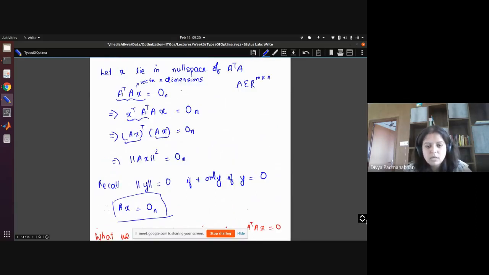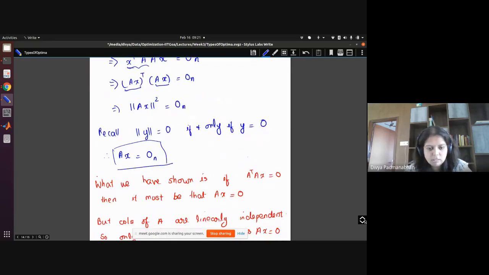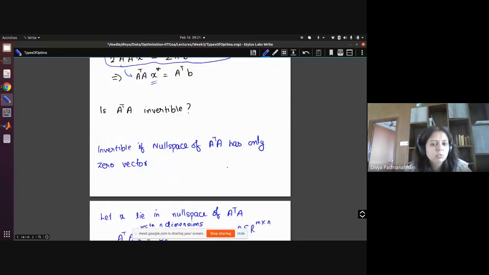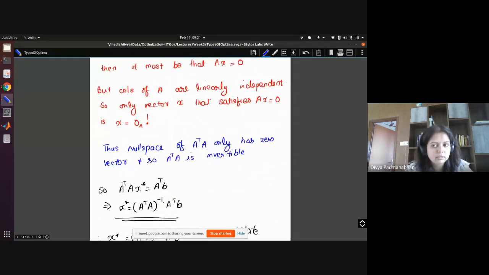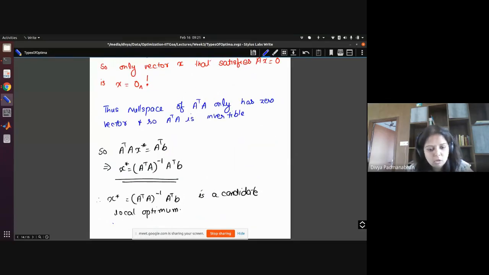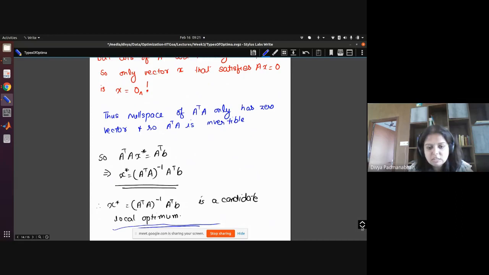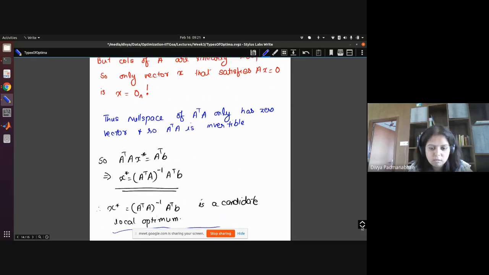So in essence we have shown that if a vector x lies in the null space of A transpose A, then it has to be zero. The only vector which lies in this is zero. So you have that A transpose A is invertible, and then you can just write this as (A transpose A) inverse times A transpose b. So this is a candidate local optimum. Now the second order conditions are also what you need to verify, to show that indeed it is a local optimum and not a saddle point.